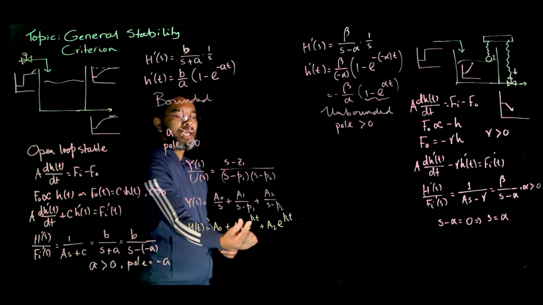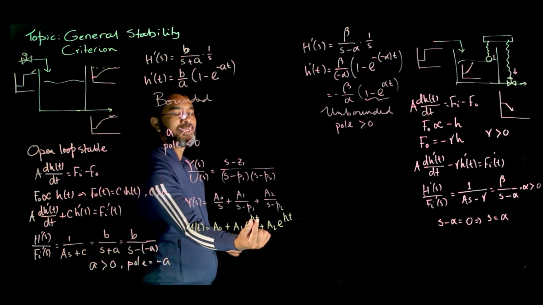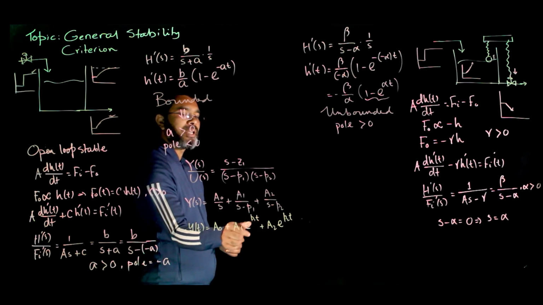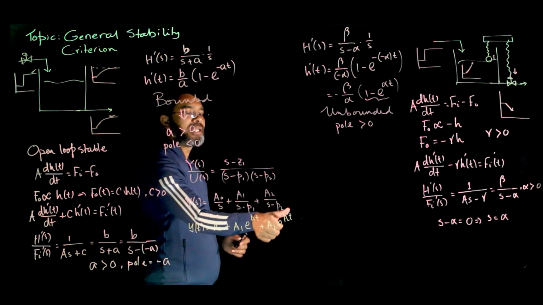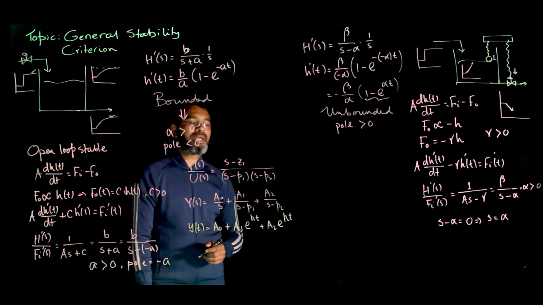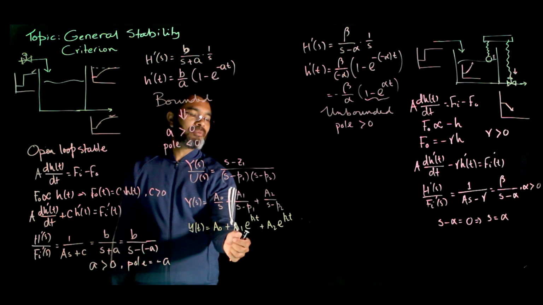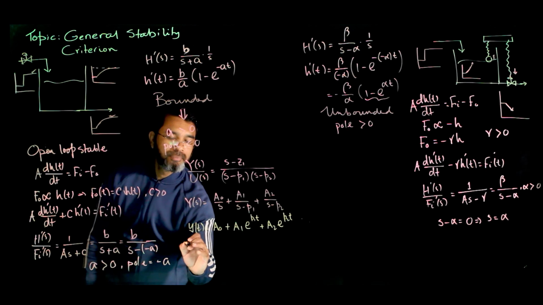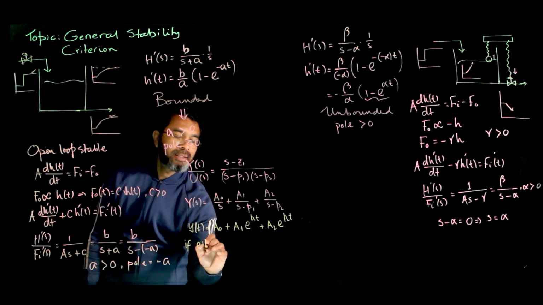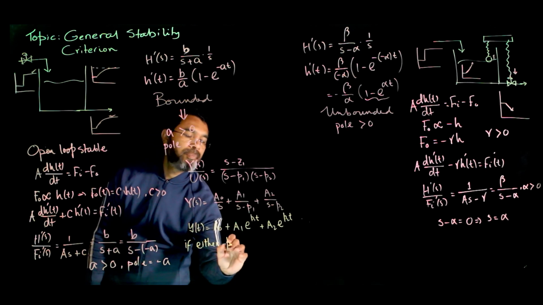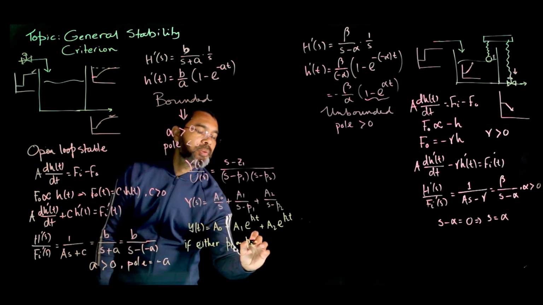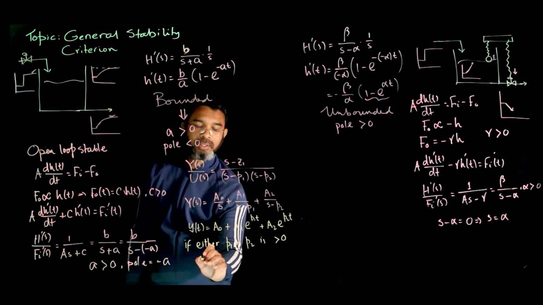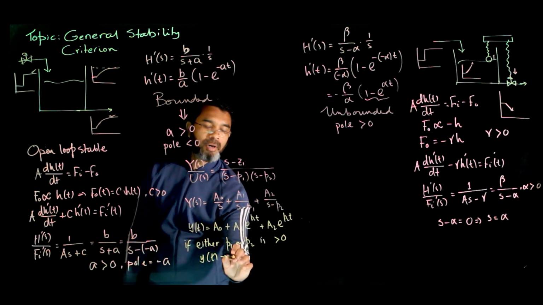Now if you see, if p1 is greater than 0, this term will be infinity. If p2 is greater than 0, this term will be infinity. If p1 is less than 0, this term will be bounded. If p2 is less than 0, this term will be bounded. So if either p1 or p2 is greater than 0, this y(t) will be unbounded.